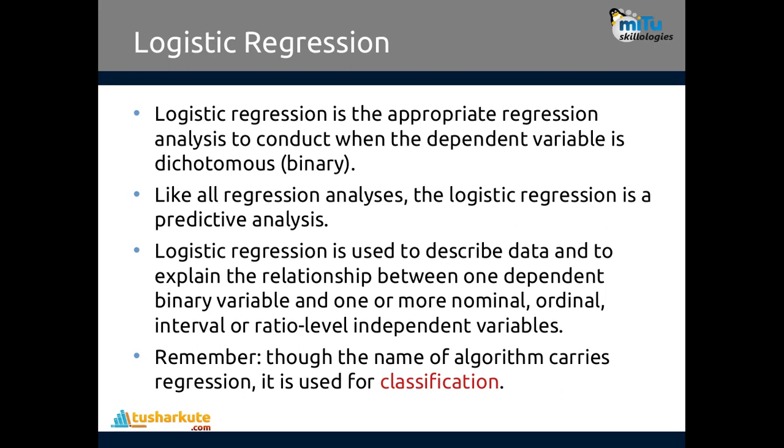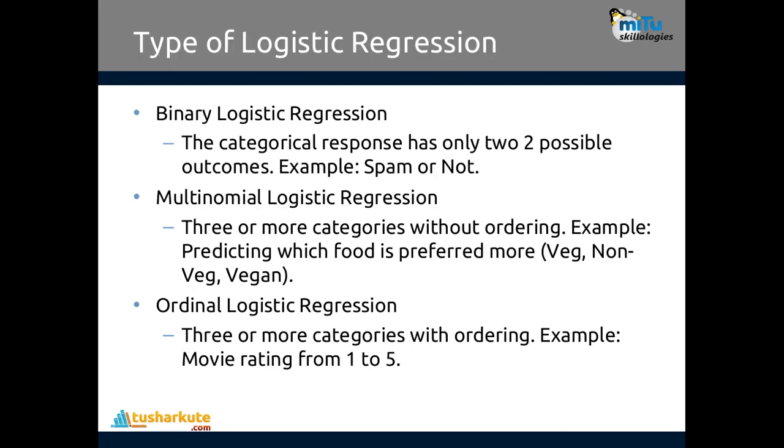Now how exactly does logistic regression do the classification? We will go step by step. There are three ways to perform logistic regression. Binary is the most commonly used classification system, where only two outputs are expected, like spam or not spam. Second is multinomial, where more than two are possible, like veg, non-veg or vegan. Or ordinal logistic regression, where we have ratings with three or more ordered categories, like movie rating from 1 to 5. These are the ways logistic regression is possible, but it is most suitable for binary logistic regression.